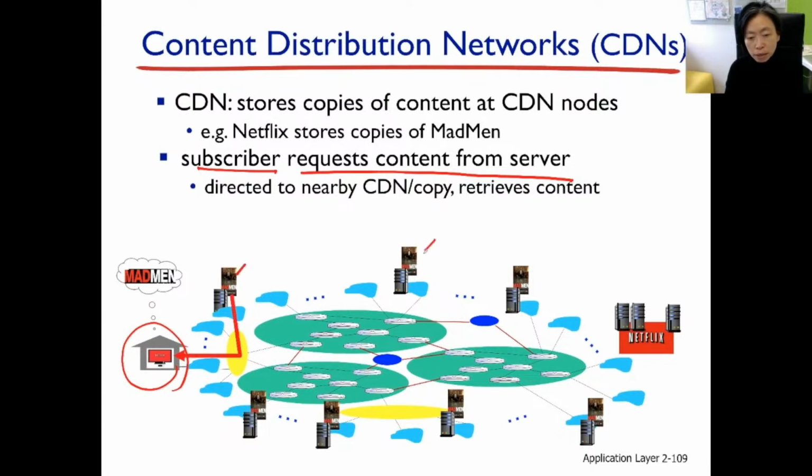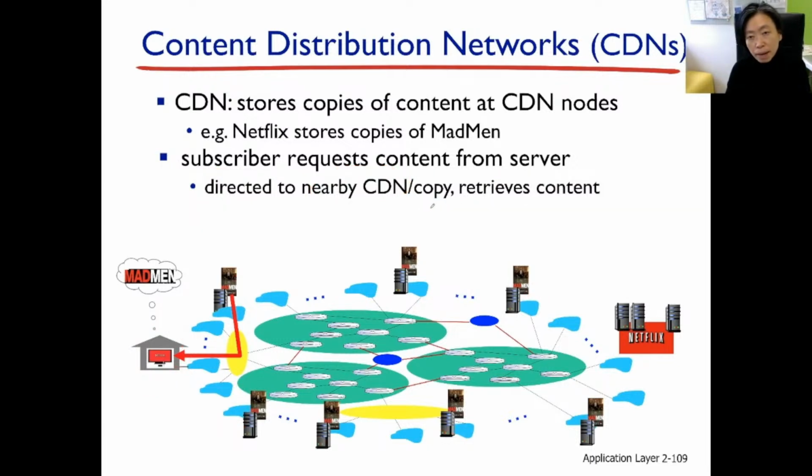So this one, this one, this one, all 7 of them will be reported to the client, to the subscriber. And the subscriber then will pick one of them. Okay, so redirected to the nearby CDN to retrieve the content.